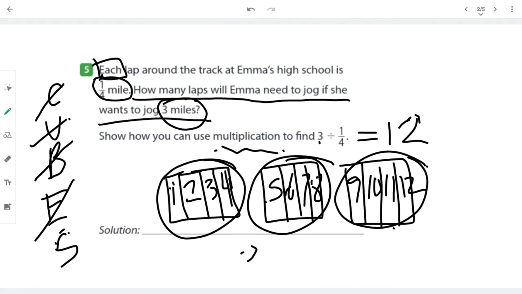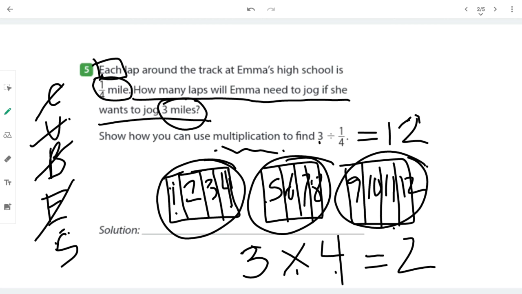3. And what's inside those groups? How many laps are inside those groups? 1, 2, 3, 4. So we repeatedly added 4 plus 4 plus 4, which is 12. So 3 divided by 1/4 is equivalent to 3 multiplied by 4.